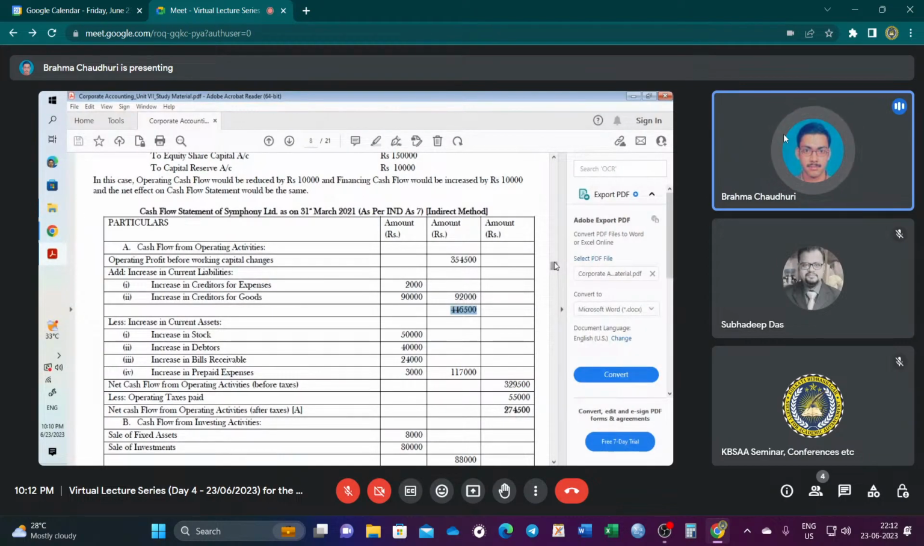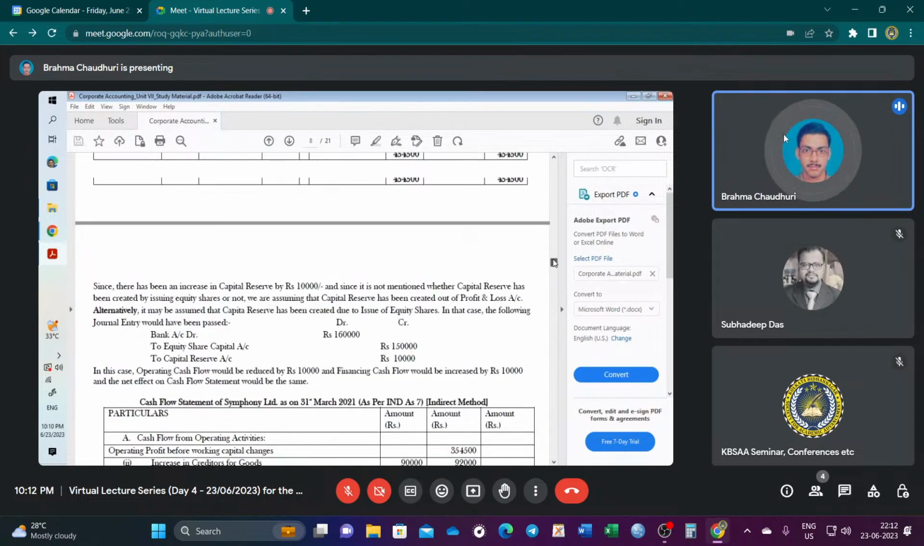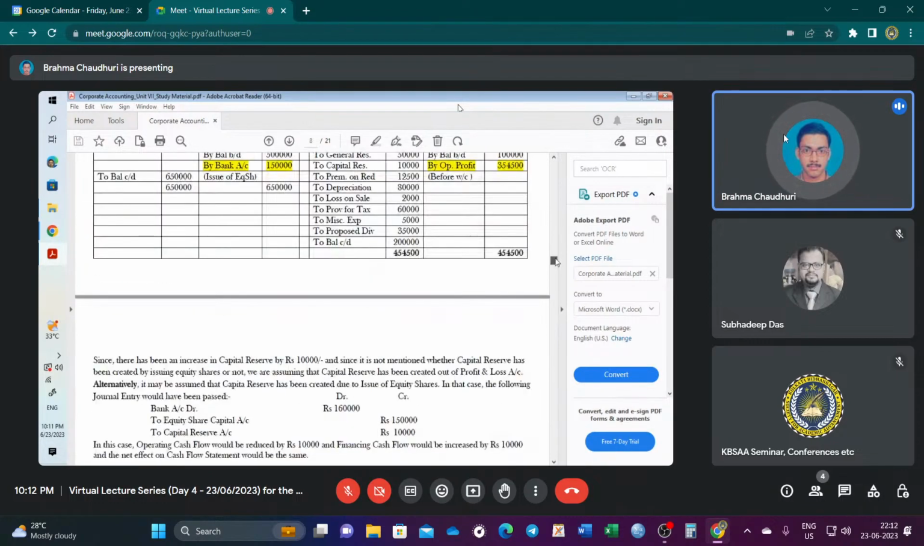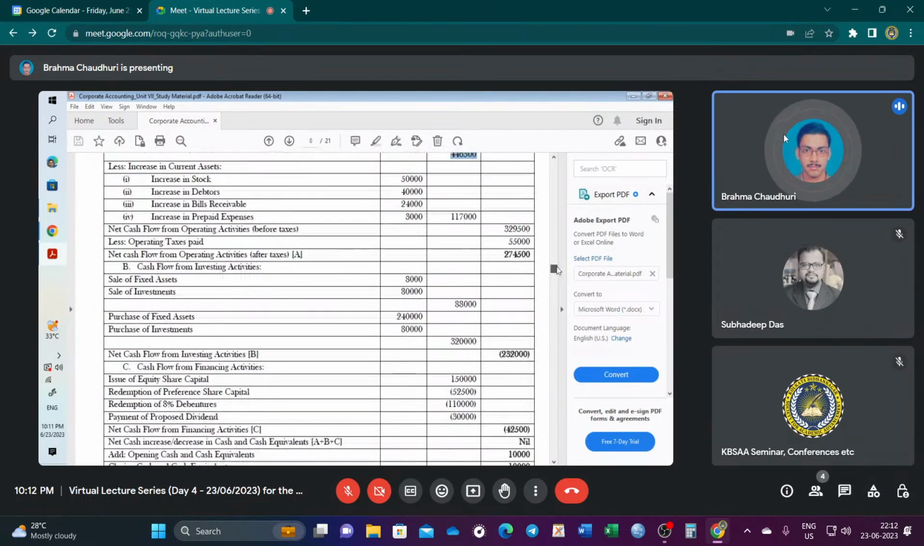An increase in current assets leads to a decrease in the cash flow. So that is why we are deducting the increase in current assets: increase in stock 50,000, increase in debtors 40,000, increase in bills receivable 24,000, increase in prepaid expenses 3,000. How are we arriving at these figures? Because in the balance sheet, stock has increased from 2 lakh to 2 lakh 50, debtors from 2 lakh 25 to 2 lakh 65, that is 40,000, bills receivable from 38 to 62, that means 24,000, and prepaid expenses from 2,000 to 5,000, that is 3,000. All these increases in current assets are deducted: 50,000, 40,000, 24,000 and 3,000, a total of 1,17,000.